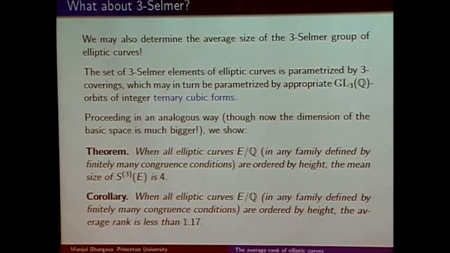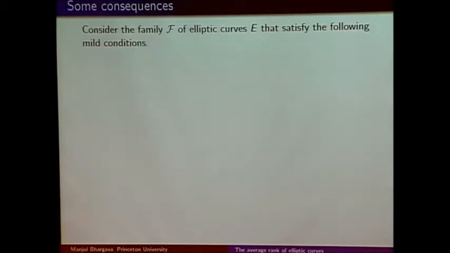Right. So as you get results for higher Selmer, you get better bounds on the rank. And that's something that... the average rank is bounded by 1 1/6 through this 3-Selmer method. So I want to mention some consequences of knowing that, because there are some consequences that you couldn't get from 2-Selmer, but you can now get from 3-Selmer.